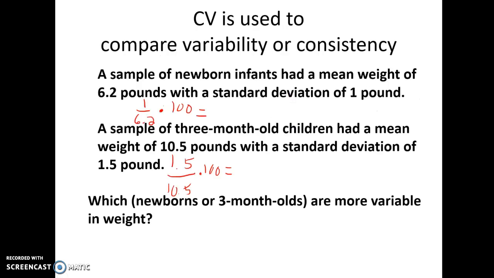And if you think back to the example, the mean was smaller for the newborns and the standard deviation is still 1. It's pretty large. So there's more variation from 6 going up 1 and down 1 versus 10 going up. So there's more variation there.